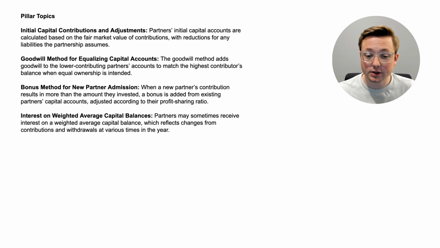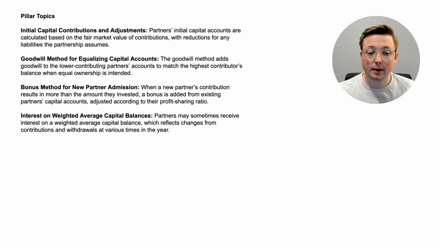Now let's talk about the bonus method. When a new partner's contribution results in more than the amount they invested, a bonus is added from existing partners' capital accounts adjusted according to their profit sharing ratio. So again, it's if somebody donated $40,000 worth of stuff, but they are getting a $60,000 interest in the company, that $20,000 difference is the bonus, and that $20,000 of bonus is going to be taken out of the other partner's capital accounts to then get the new partner up to what their new capital should be.